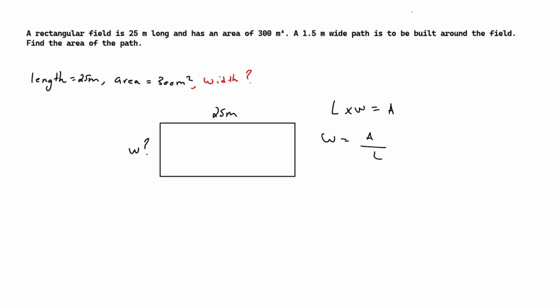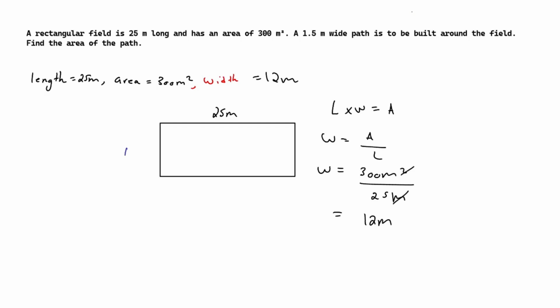So let's put this formula to work. What is the area in this case? 300 meters squared, right? And it's being divided by our length in this case, which is 25 meters. So the meters are canceling, and we're going to be left with 300 divided by 25 as our width, which is 12 meters. Okay, so therefore the width is equal to 12 meters. We figured this out. That was step 1 of our problem. So now we can replace this with 12 meters.